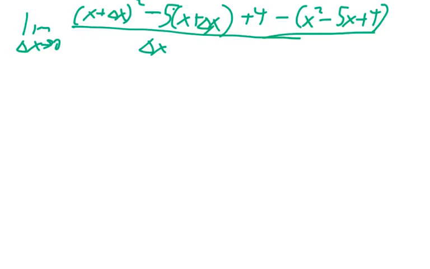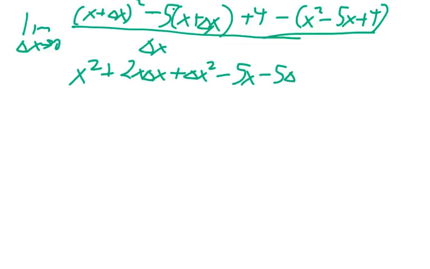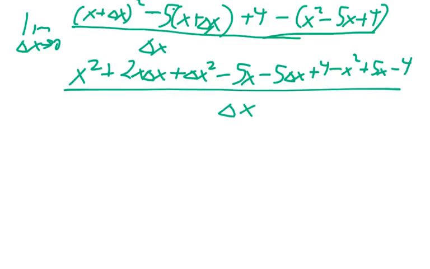Alright, so to simplify this one, we're going to do the FOIL. And when I do FOIL, I wind up with x squared plus 2x delta x plus delta x squared. Distribute the negative 5, and distribute the negative sign. So that becomes plus 5x minus 4 all over delta x. The x squareds cancel. The negative 5x and positive 5x cancel. The positive 4 and the negative 4 cancel.